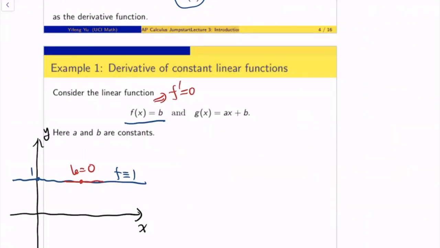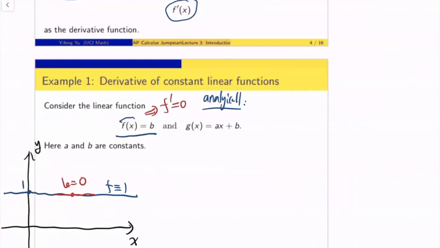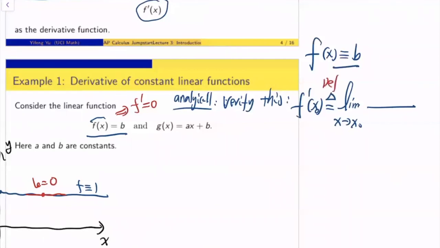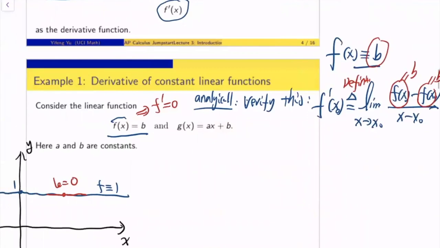But we can also do this analytically. Let's verify this. Suppose my function f(x) is constantly equal to some b. How do we calculate the derivative? By definition, the derivative at a point x zero is the limit as x goes to x zero of f(x) minus f(x zero) over x minus x zero. Now look, the function is constantly equal to b, so f(x) is b and f(x zero) is b. Then of course, it's just constant zero. Obvious.